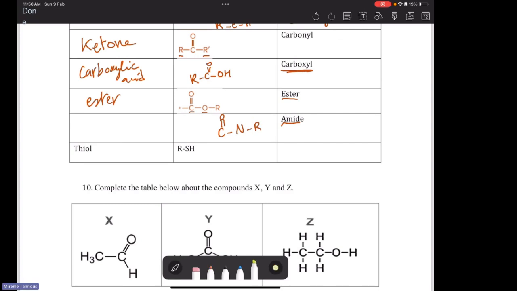I can write here NH just to make it simple for you. Thiol, I have a sulfur atom in it. Amide, also same name, amide. We should memorize the general formula of each one of them.